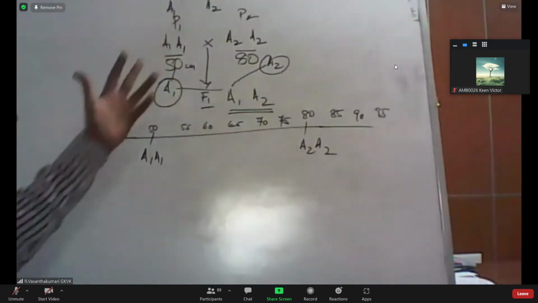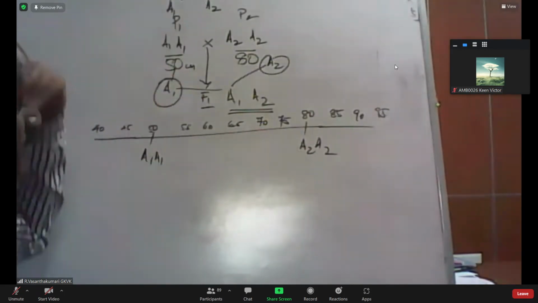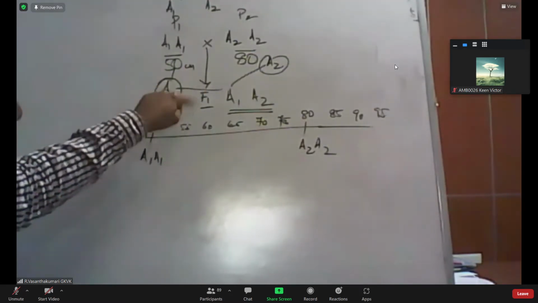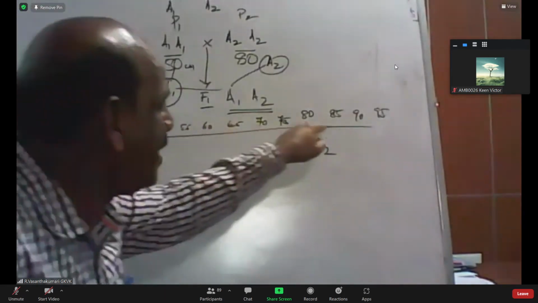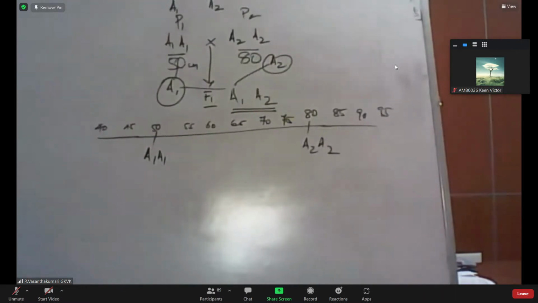I take the average of it. The average could be 40, 45, 50, 55. That means to say that the mean phenotypic expression of the F1, A1 A2, can fall anywhere on the scale. Is it clear?